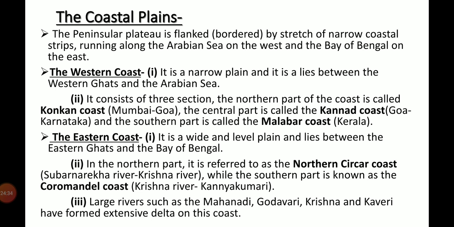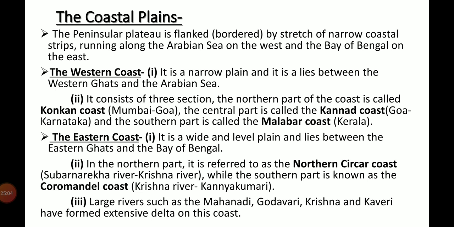There are two coastal plains in India. One is the Western Coastal Plain and the other is the Eastern Coastal Plain. The Western Coastal Plain lies along the Arabian Sea on the west and the Eastern Coastal Plain lies along the Bay of Bengal on the east. The differences between the western and eastern coastal plains are: number 1, the Western Coastal Plain is a narrow plain and it lies between the Western Ghats and the Arabian Sea.